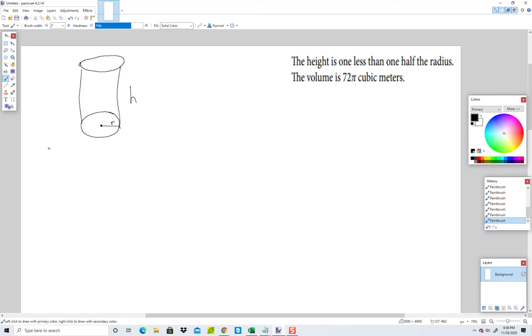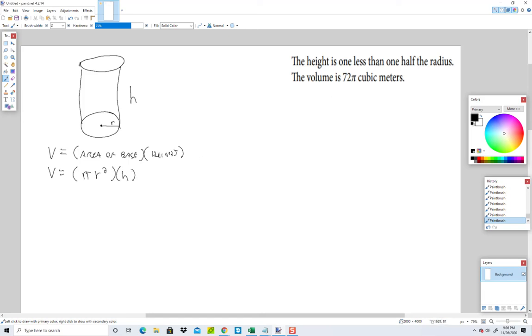Now, our volume for this type of shape is where you take the area of the base times the height. Now, since the base is a circle, it'll be pi r squared. So the area of the base will be pi r squared, and of course the height is h.